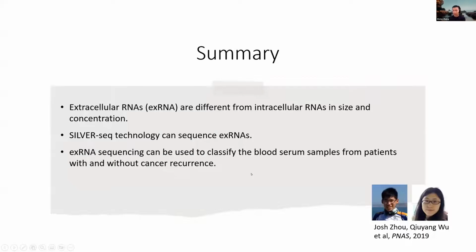So I wanted to quickly summarize. Extracellular RNAs are different from intracellular RNA in size and concentration. Now, SilverSeq technology can sequence extracellular RNA, and extracellular RNA sequencing can be used to classify blood serum samples from patients with and without cancer recurrence.